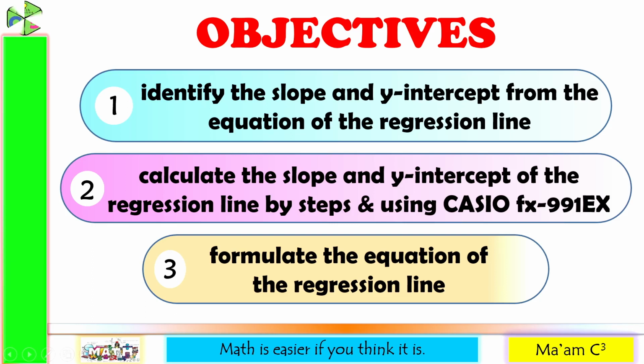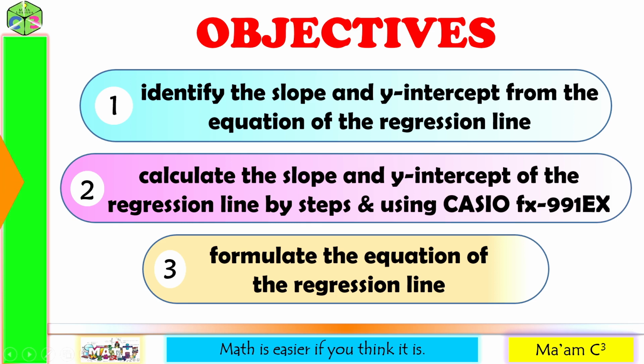Our objectives in this lesson are the following. Identify the slope and y-intercept from the equation of the regression line. Calculate the slope and y-intercept of the regression line by steps and using Casio fx-991EX. And formulate the equation of the regression line.